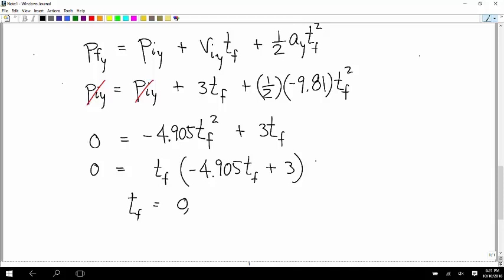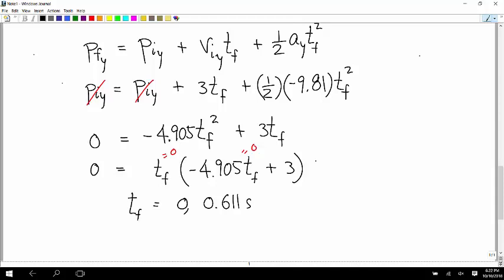So that requires that t_f is equal to 3 over 4.905. Can someone tell me what that is? So set the stuff in parentheses equal to 0: 0.611 seconds. And that's what you would get from the quadratic formula too.